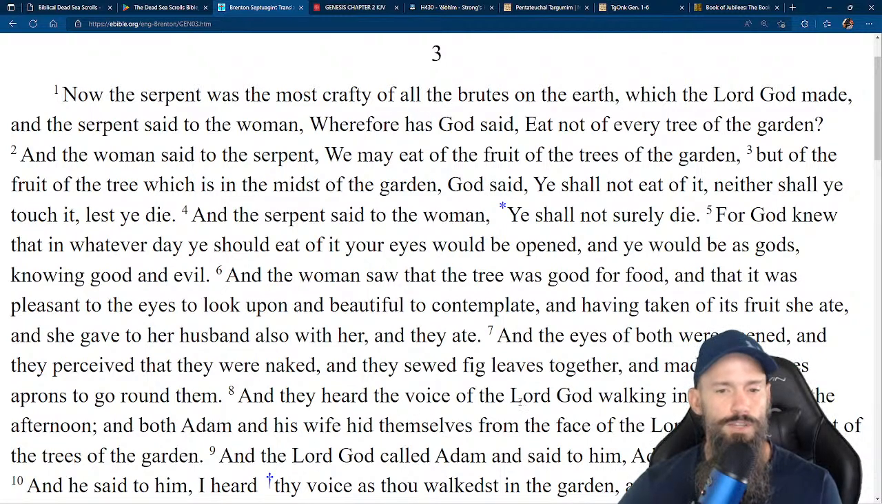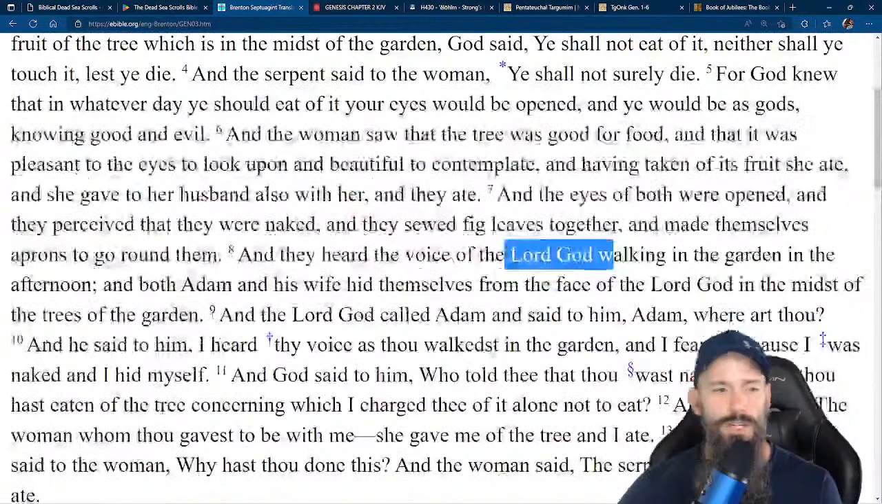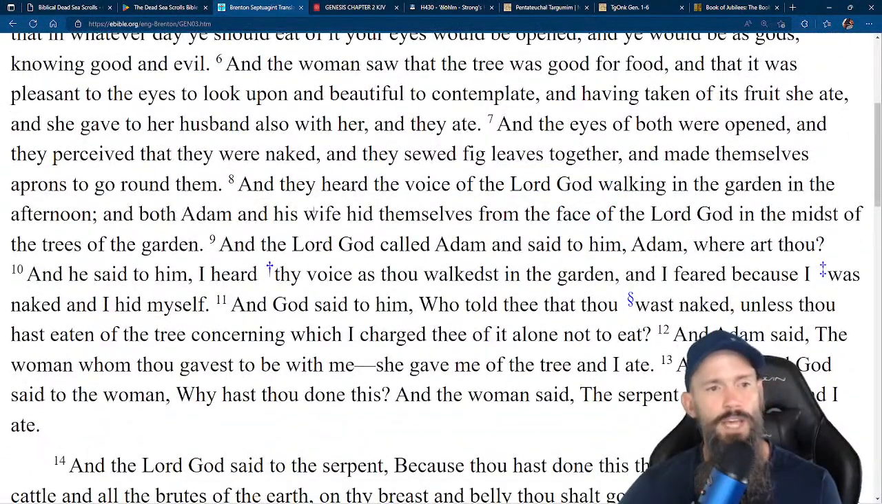And they heard the voice of Yahuwah Elohim walking in the garden in the afternoon, and both Adam and his wife hid themselves from the face of Yahuwah in the midst of the trees of the garden. And Yahuwah called Adam and said to him, "Adam, where art thou?" And he said to him, "I heard thy voice as thou walkest in the garden, and I feared because I was naked, and I hid myself." And Yahuwah said to him, "Who told thee that thou wast naked? Unless thou hast eaten of the tree concerning which I charged thee of it alone not to eat."